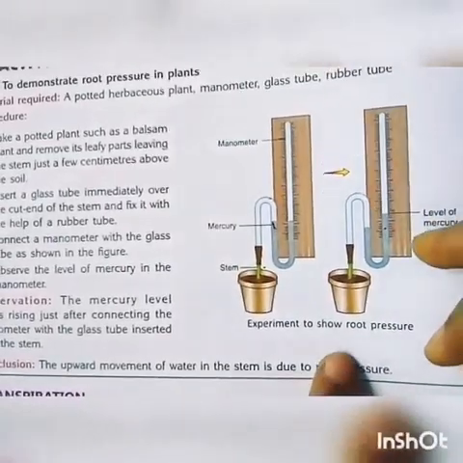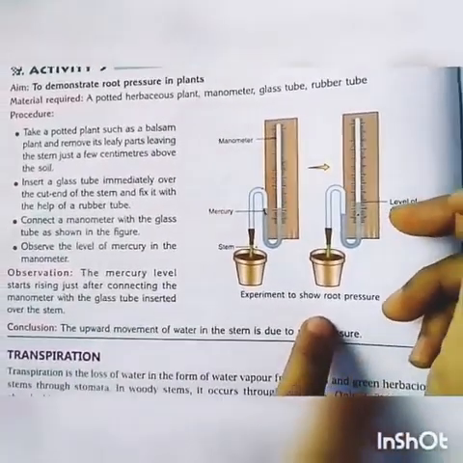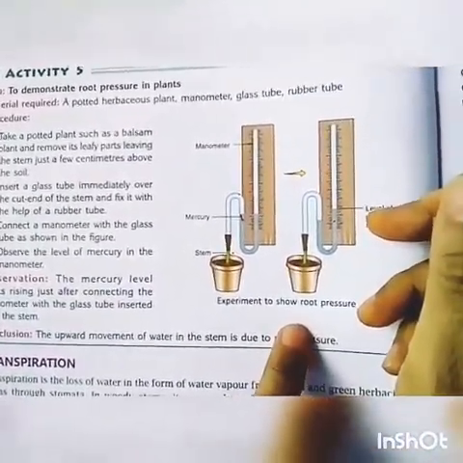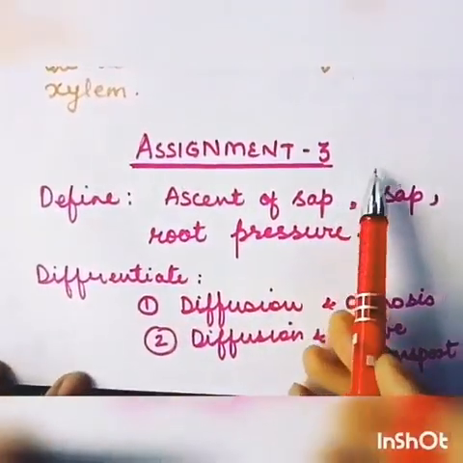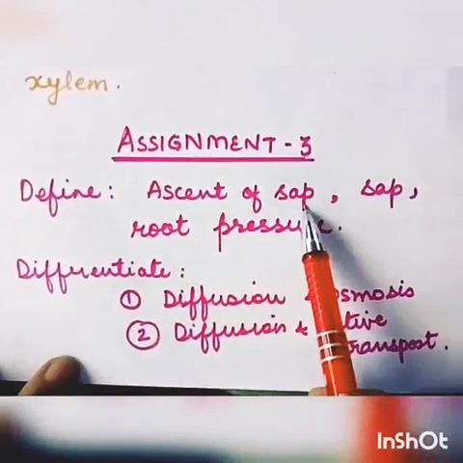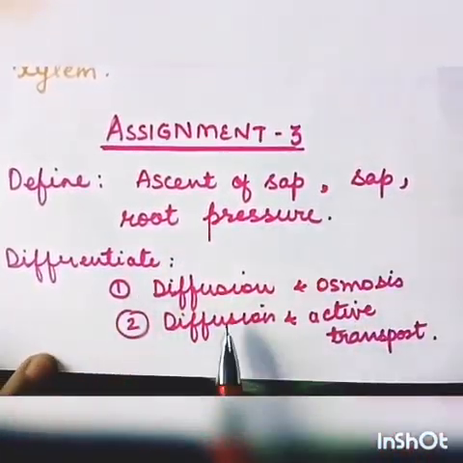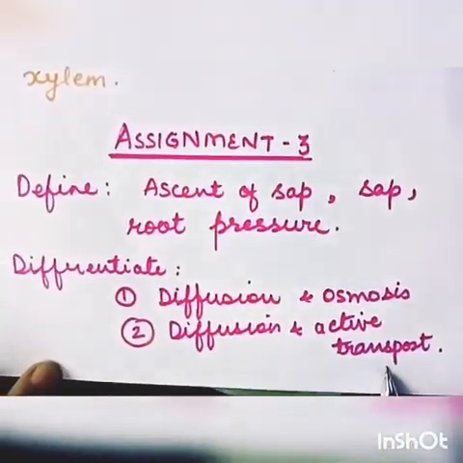With this we come to the end of the second session, in which we have discussed the ascent of sap, root pressure and cell to cell osmosis. Now children, this is your assignment. Define ascent of sap, root pressure, and differentiate between diffusion and osmosis and between diffusion and active transport.